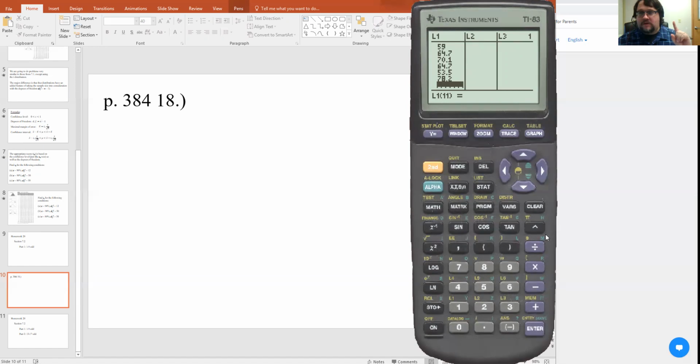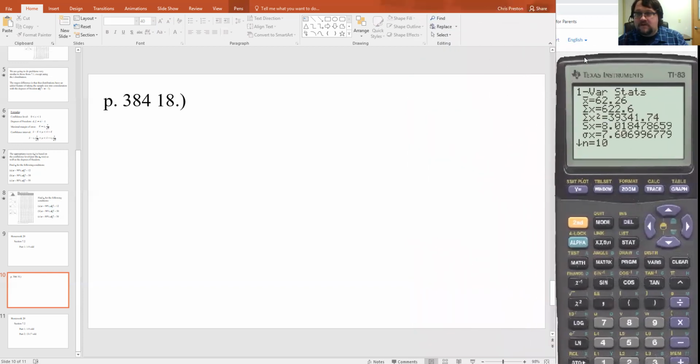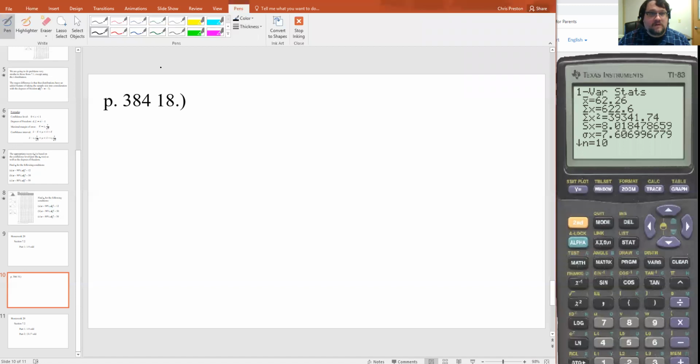Okay. And once I have that in, the next thing I want to do is calculate the data for this. So I'm going to push my stat button again, and go over to calculate. The very first one, one-variable statistics, I'm going to select that one and hit enter. And there are the statistics. So there is the sample mean, and I'm going to write this down for 18. My sample mean is 62.26.